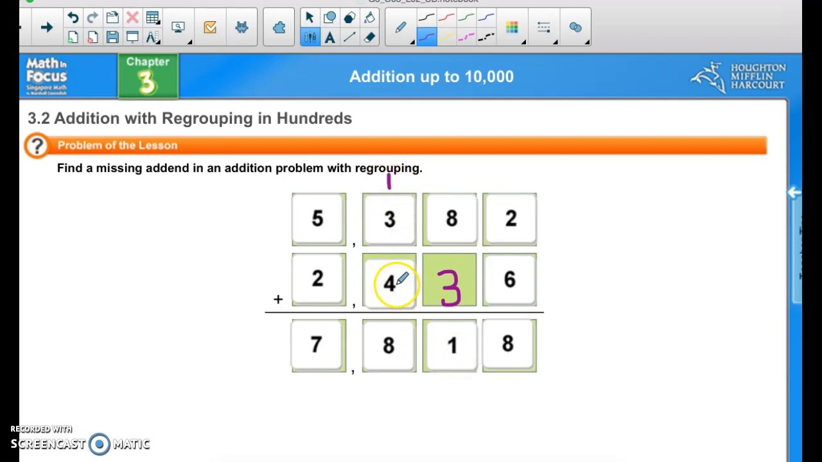Let's add up the rest. 4 plus 3 plus 1 is 8, and 5 plus 2 is 7, so that's going to be 7,818.